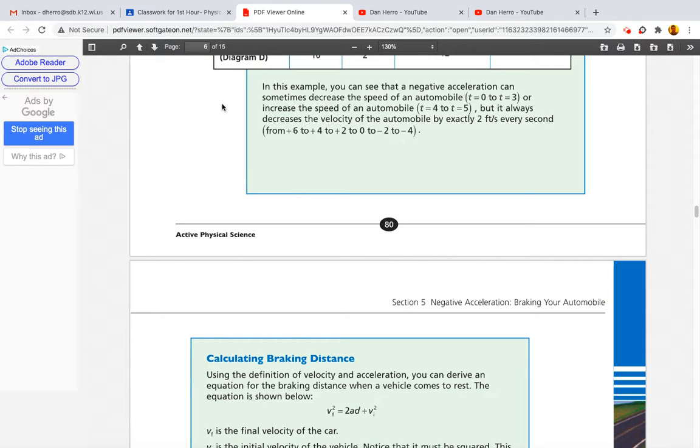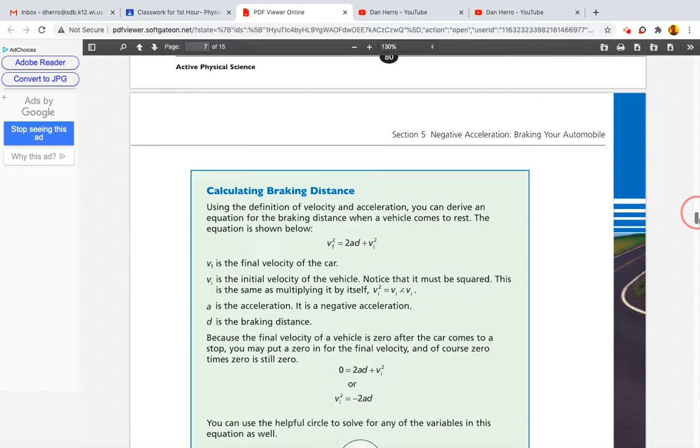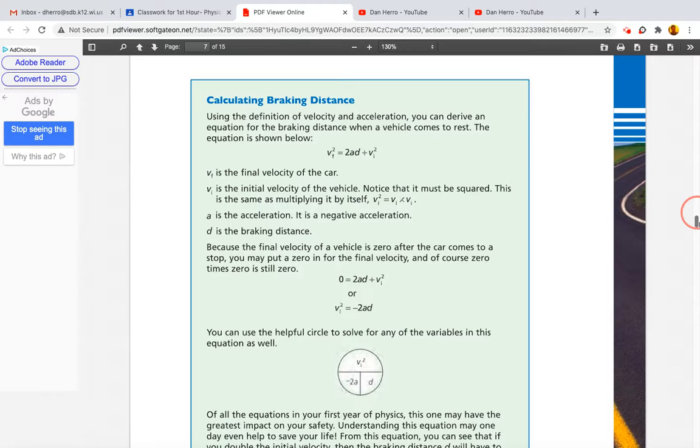In this example, you can see that a negative acceleration can sometimes decrease the speed of an automobile or increase the speed of an automobile, but it always decreases the velocity of the automobile by exactly 2 feet per second every second. So again, you have these PDFs in your Google Classroom, and you can use that to refer to that previous chart.